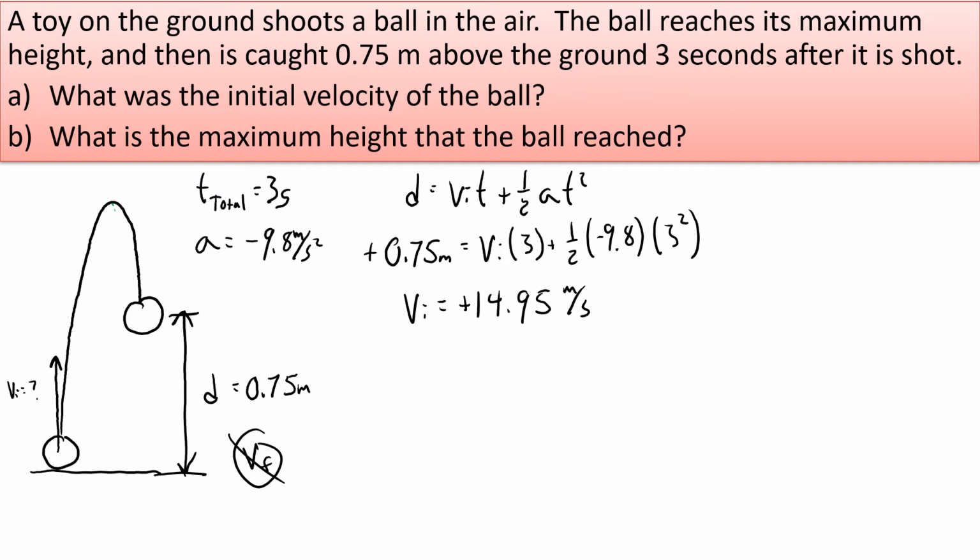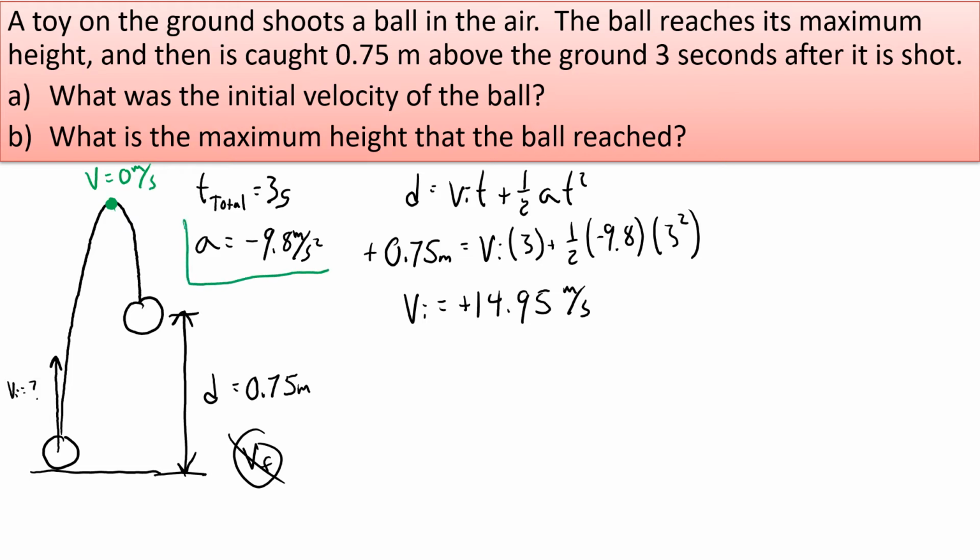For part B, they say, what is the maximum height? So now I kind of alluded to it before. I can't use this total time anymore. That's not going to be useful for me because that's telling me the whole path, but the maximum height occurs in the middle of that path. So it's going to be less than 3 seconds to get there. So we do know one thing though, the velocity is 0 meters per second at the top.